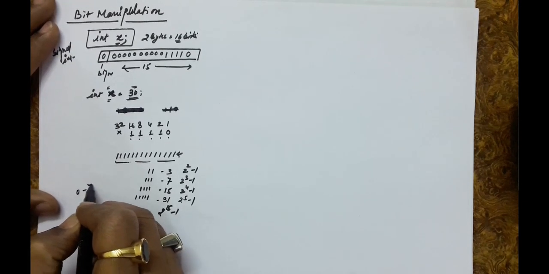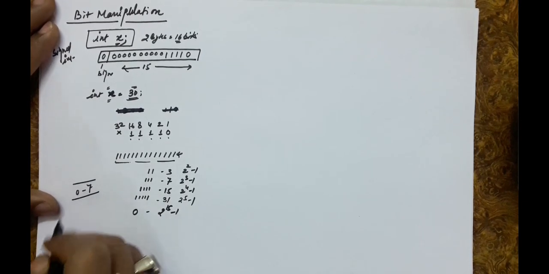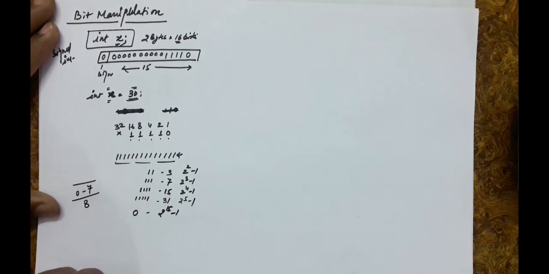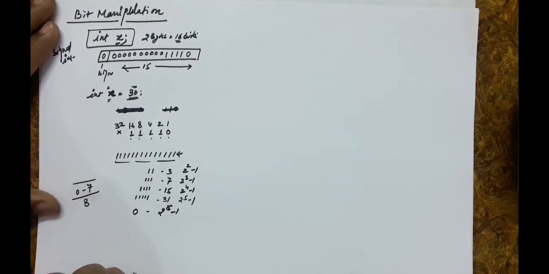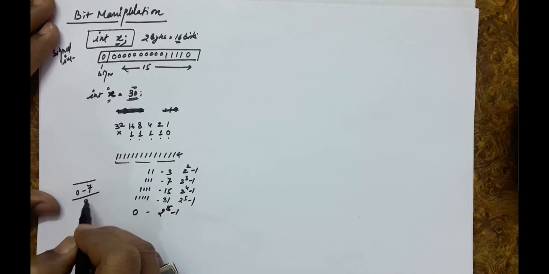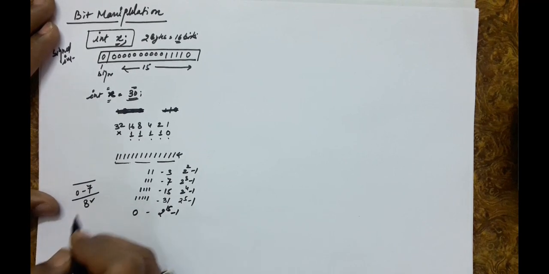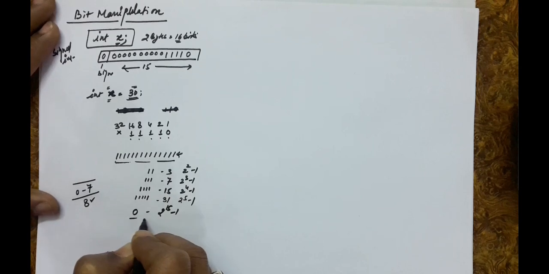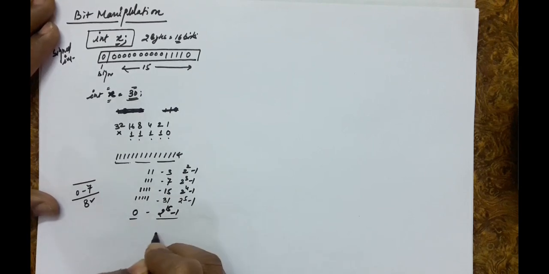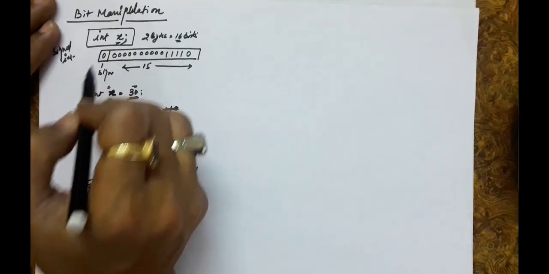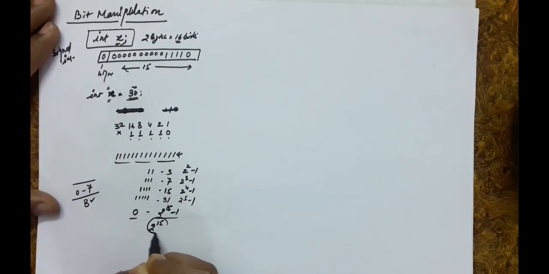Suppose the numbers which can be represented are 0 to 7 only. These numbers are 8 in total: 0, 1, 2, 3, 4, 5, 6, and 7. There are a total of 8 numbers. So if the numbers range from 0 to 2 raised to the power 15 minus 1, the total count is 2 raised to the power 15. So by keeping the sign bit as 0, a total of 2 raised to the power 15 positive numbers can be represented. The same number of negative numbers can also be represented.